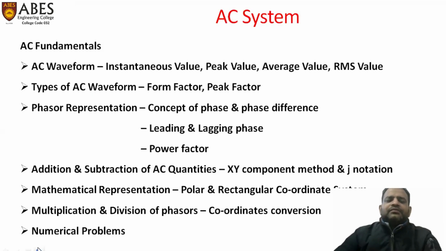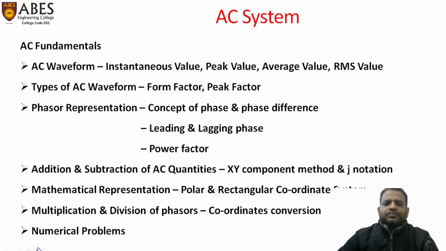In AC fundamental, first of all, we are discussing the different types of waveforms. And in these waveforms, we are discussing the instantaneous values, peak values, average value, RMS value. After that, we can discuss form factor and peak factor of these waveforms. When we are making AC waveform, then we are understanding the concept of phase and phase difference. After that, we are talking about the leading and lagging phase between the two phases and then power factor.